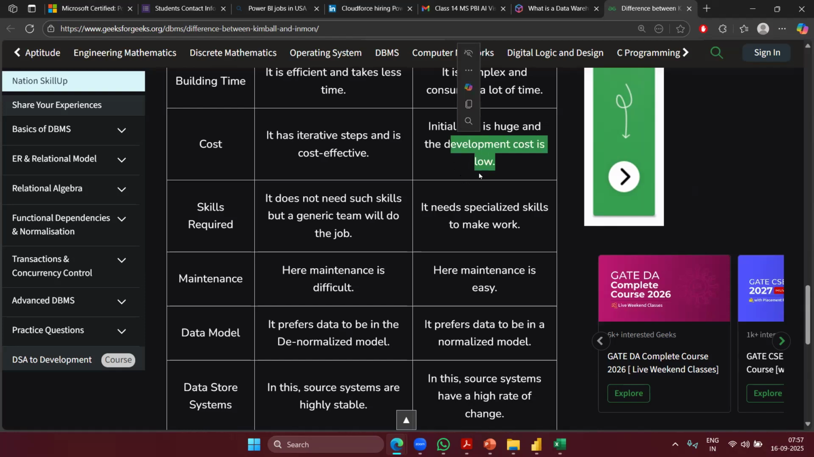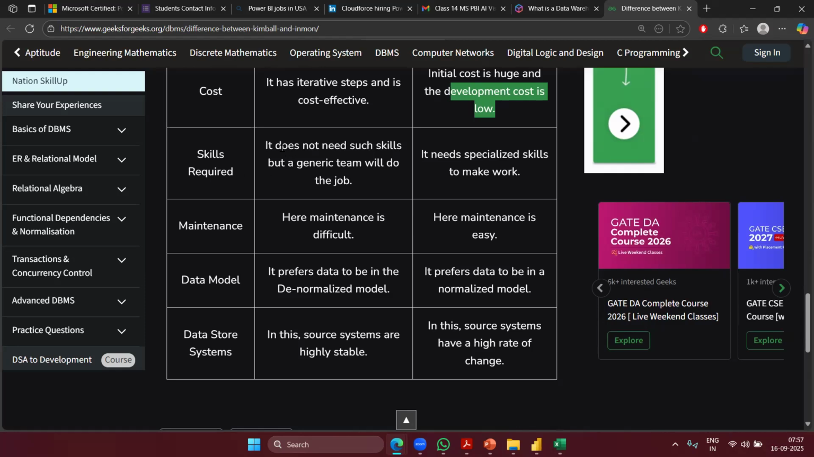The reason is because we are not going to create multiple copies. If you have an employee table, right, in the Inmon method, we are going to maintain only a single employee table that is going to have the information related to all employees from all the departments. Even if the employee switches from department to department, that record won't be duplicated, right? Skills required. It does not need such skill, a generic team will do the job, right? It needs specialized skill to make it work, right?